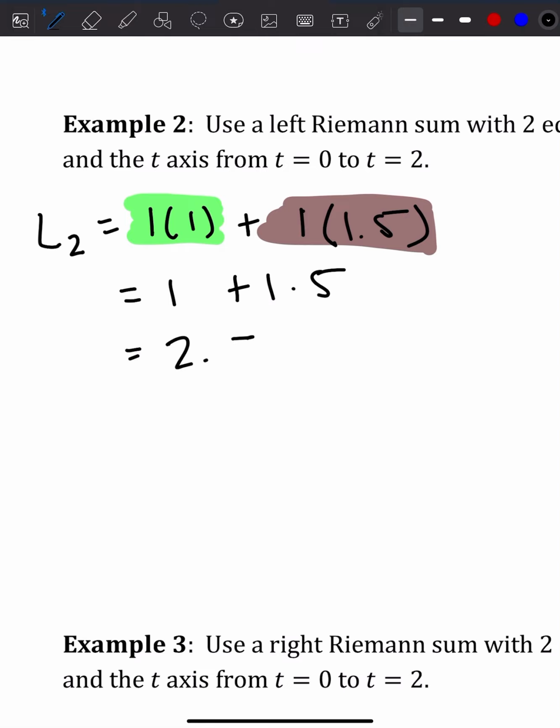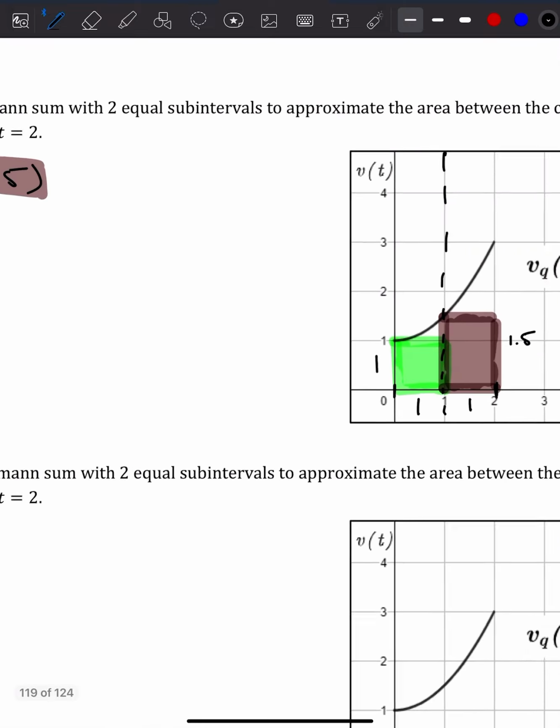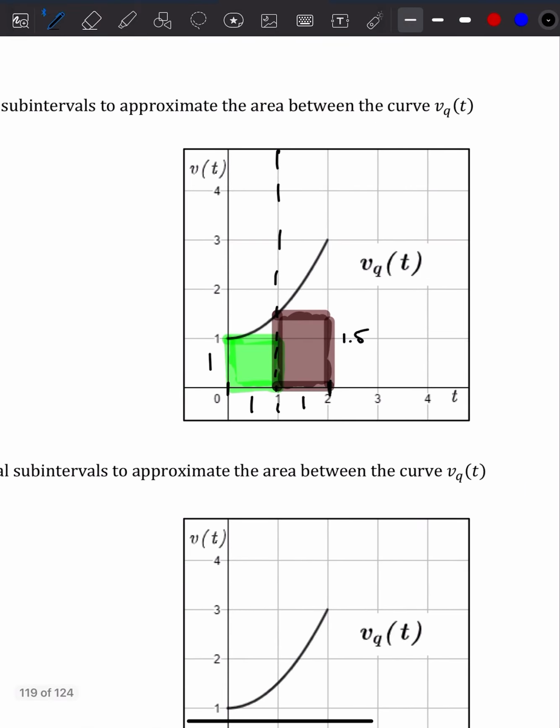2.5. If we look at our function, once again, there's still some space above our rectangles and below our actual function line, where we're going to notice that this isn't a very good estimation, but it's a better estimation than what we got before. So we know that our area is going to be bigger than 2 and now bigger than 2.5.